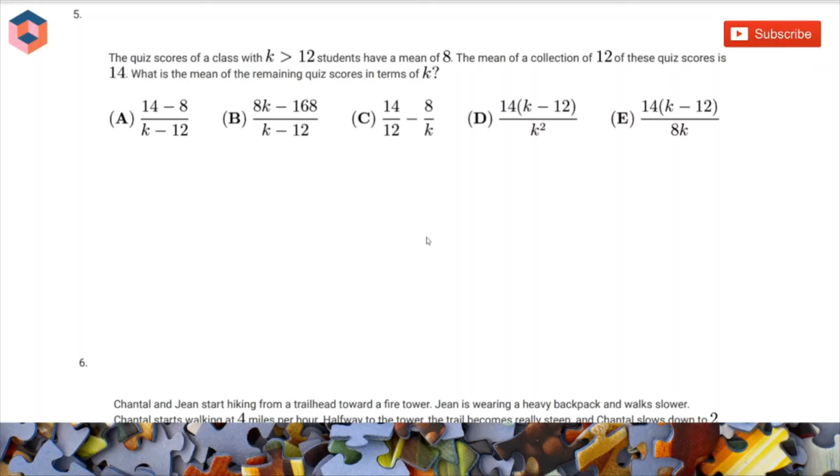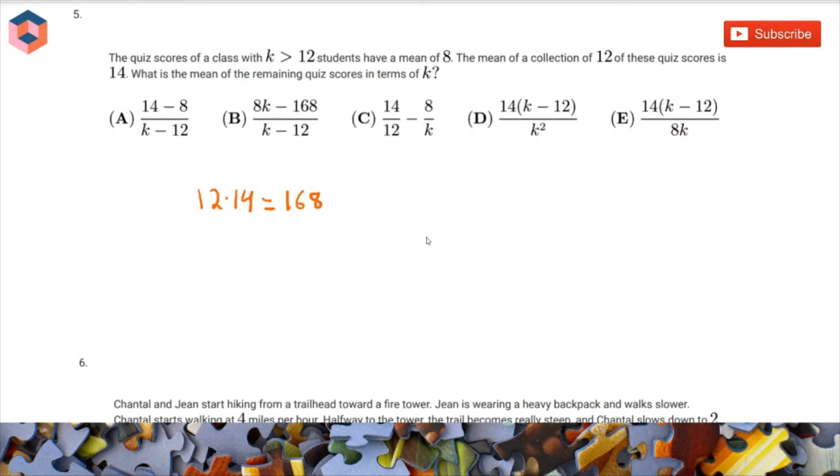Just to quickly summarize the mean, that's just adding up all the numbers in the list and dividing by the number of terms in the list. So what is the sum of all these quiz scores out of this collection of 12 that we took? Well, if the average is 14 and there's 12 of them, then we can find the total by multiplying 12 times 14, which you might recognize as 13 squared minus 1 as a difference of squares, which would give us 168.